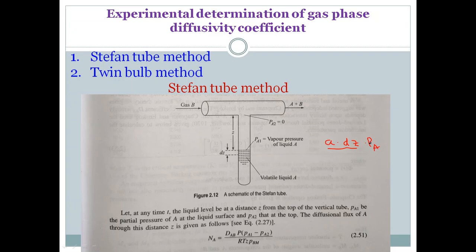Rho A means kg per volume, so if you take the kg by MA, that is the kilomole. So in dt time, with dz the liquid level drop, for that time how many moles of A diffuse? This much, because this is the volume.